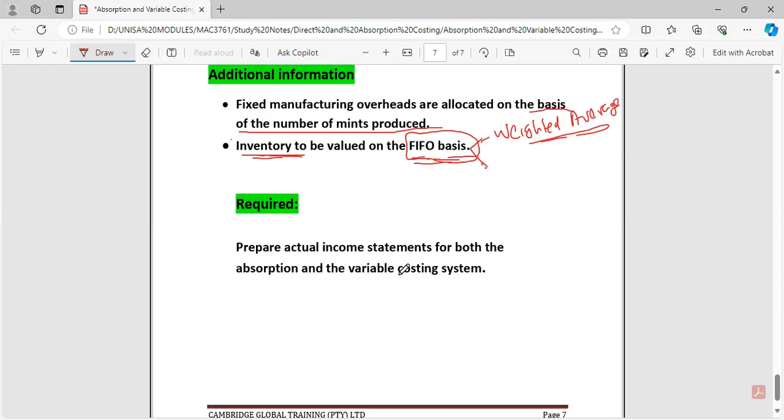Right, then what are we required to do? We are required to prepare the actual income statement for both absorption and variable costing. Let's start with the absorption costing, I think it is the one that needs more work. So let's start with the absorption costing.